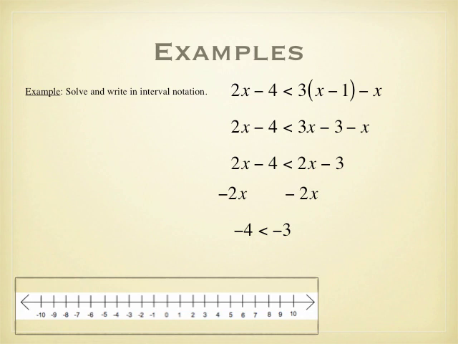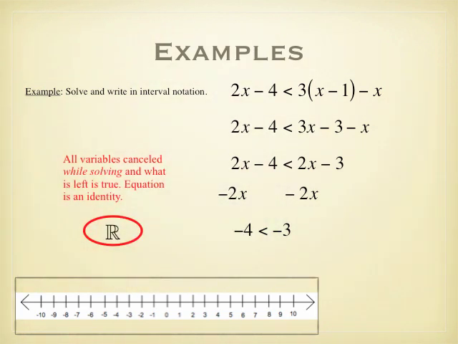What does it mean if all my variables are gone and I'm in the middle of solving? Okay, if all my variables are gone, I'm in the middle of solving, then that means that's either no solution or all real numbers. How do I know which one? I look and I see if what's remaining is true or false. Well, -4 is less than -3. That's true. So all variables canceled while I was solving. What was left was true, so that means my equation's an identity. My answer is all real numbers.